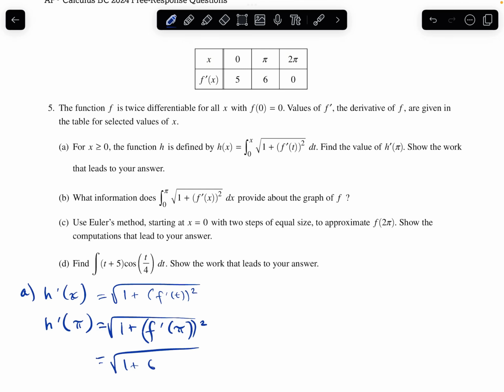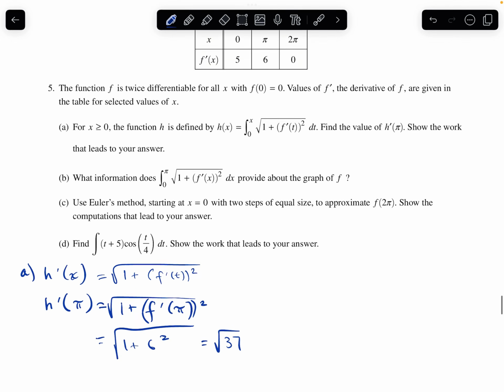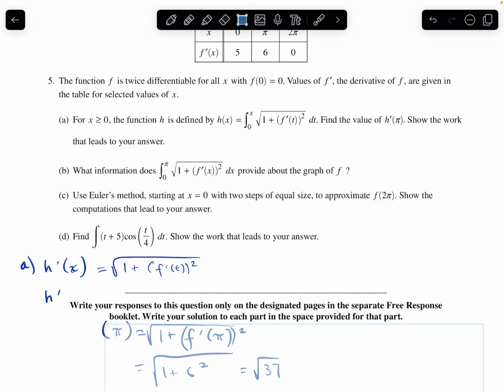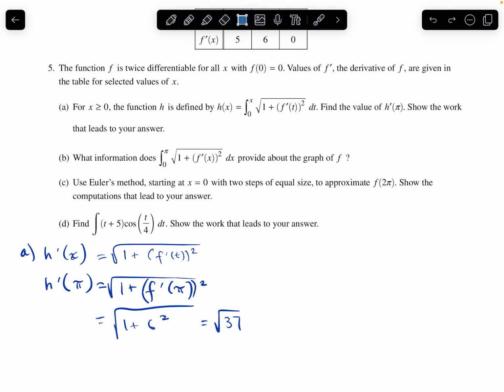1 plus 6 squared. And I can actually clean that up a little bit. 1 plus 6 squared. I should probably clean that up as well. Doesn't hurt to be neat. All right, 1 plus 6 squared, and that's going to be root 37. So that's part A. Okay, and I'll move this. Oops. It's all right, I'll just leave it there.